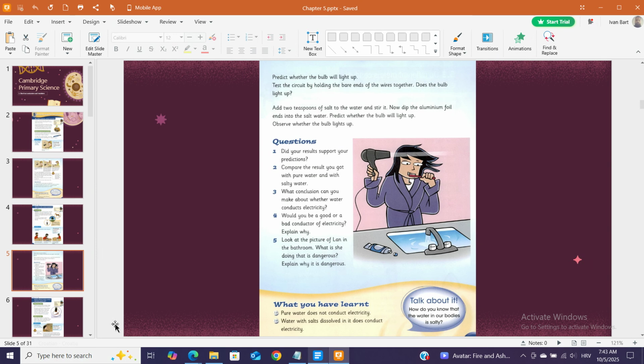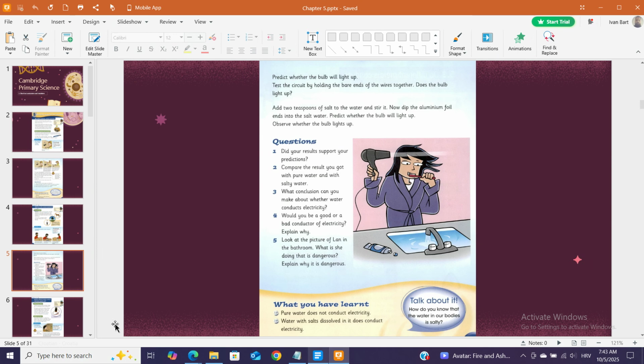Questions. 1. Did your results support your predictions? 2. Compare the result you got with pure water and with salty water. 3. What conclusion can you make about whether water conducts electricity? 4. Would you be a good or a bad conductor of electricity? Explain why. 5. Look at the picture of Lan in the bathroom. What is she doing that is dangerous? Explain why it is dangerous.